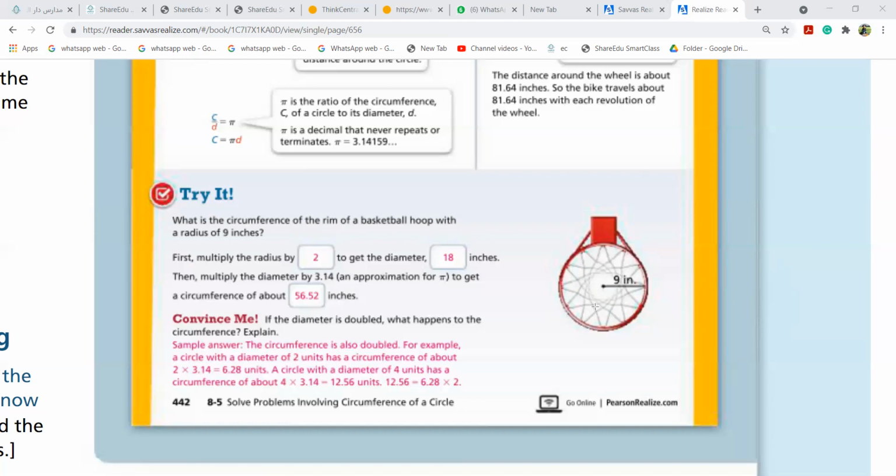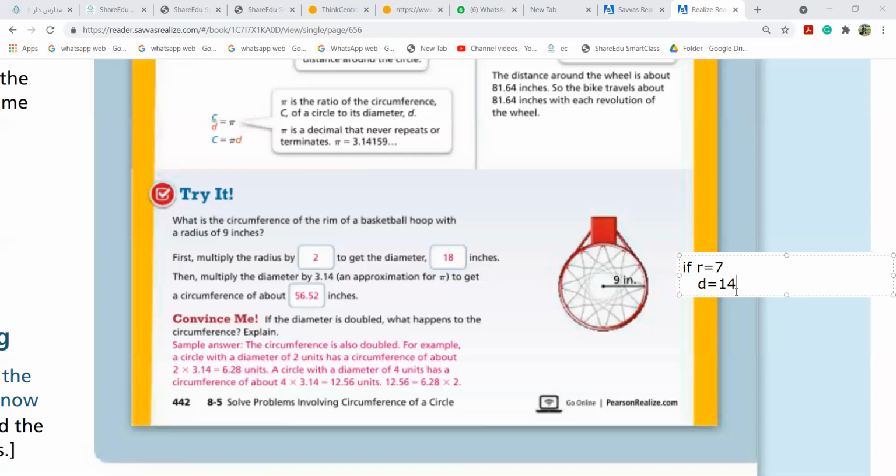Judy, Dana, let me make it clear again. Dana, if r equals 7, what is d? If r equals 7, what is d? 14. Yes, Judy. Okay, next question.